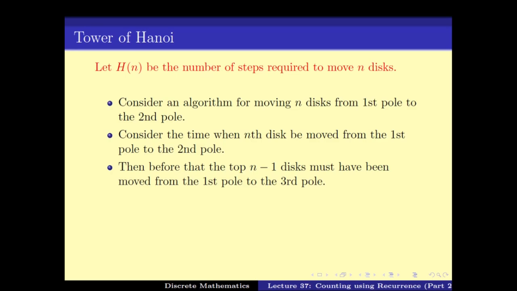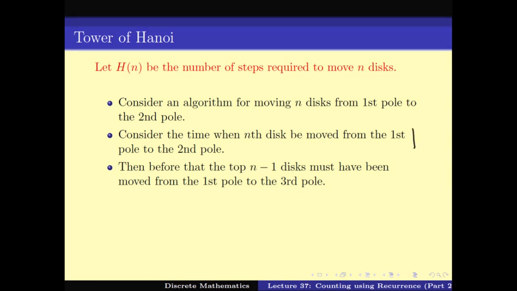Why? Because when I moved the biggest disc from the first pole to the second pole, the first pole must have been empty other than that disc. And since the biggest disc cannot be placed on top of any of the other discs, the second pole must also have been empty. So the n minus 1 discs must have been sitting, all of them, on the third pole.